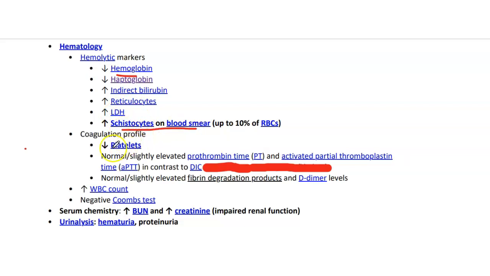In the coagulation profile, you will have decreased platelet counts, and the PT, aPTT, D-dimers, and fibrin degradation products will be normal or slightly elevated, in contrast to DIC, where they are highly elevated. There will be increased WBC count, and the Coombs test will be negative because it is a non-immune mediated hemolytic anemia due to mechanical destruction of the RBCs. On serum chemistry, there will be increased BUN and creatinine due to impaired renal function, and urinalysis will show hematuria and proteinuria.